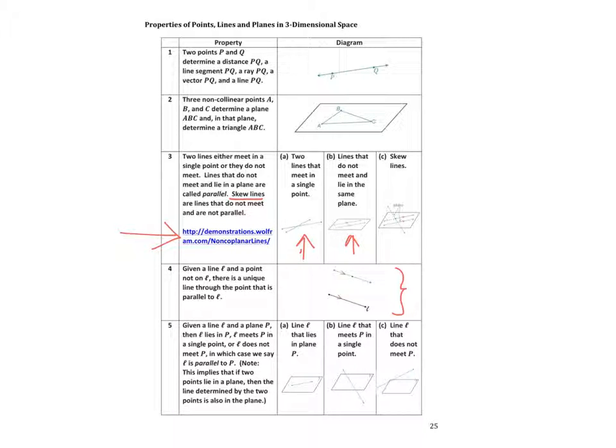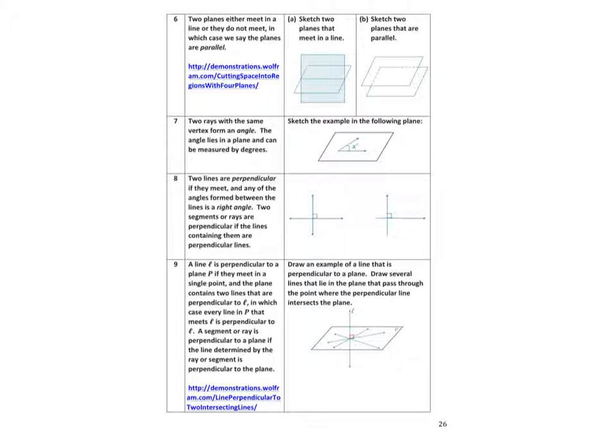Please note that this implies that if 2 points lie in a plane, then the line determined by the 2 points is also in the plane. Okay, so make sure you're familiar with these pictures. 2 planes either meet in a line or they do not meet, in which case we say planes are parallel. Okay, so when you see the intersection of 2 planes, they meet in a line. I've seen that on a Regents exam, so please make sure you know that. Very important. And take a look at this video that's also provided.